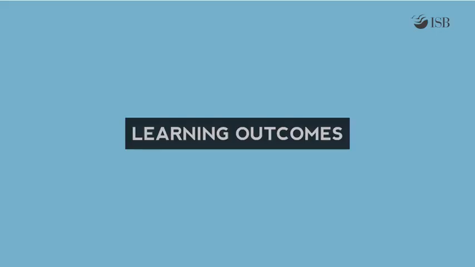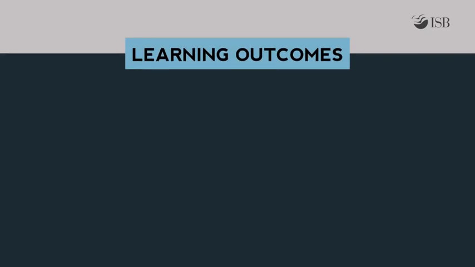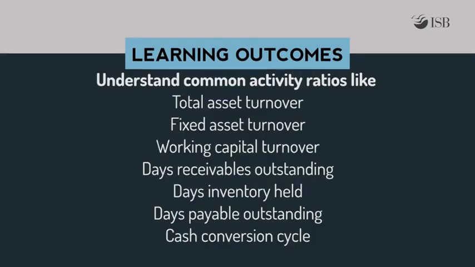Last time, we saw a number of profitability ratios. In this video, we will look at some of the common activity ratios like total asset turnover, fixed asset turnover, working capital turnover, days receivables outstanding, days inventory held, days payable outstanding, and cash conversion cycle.